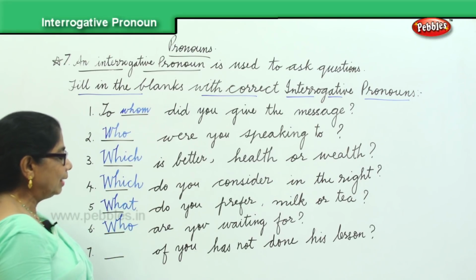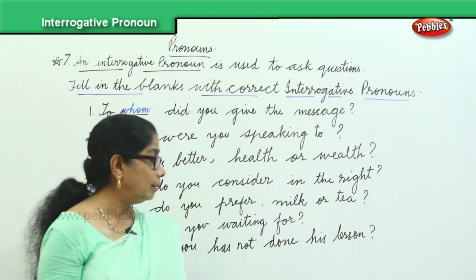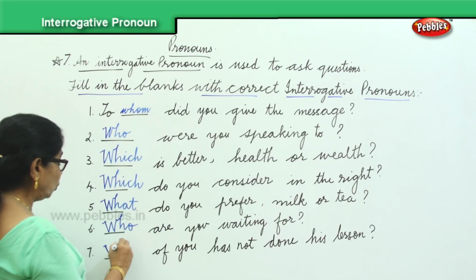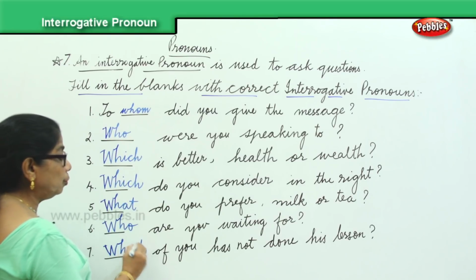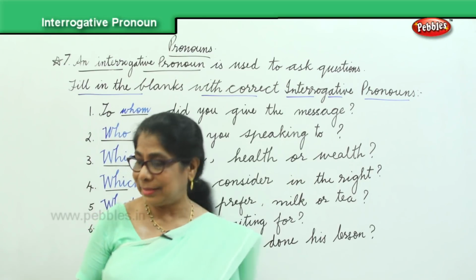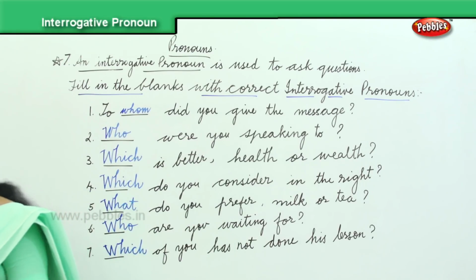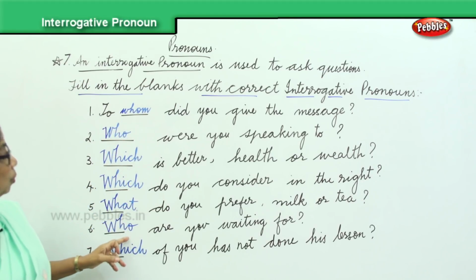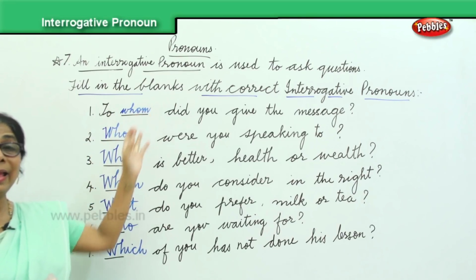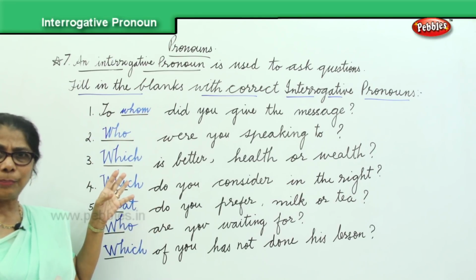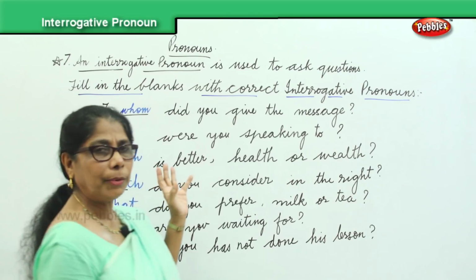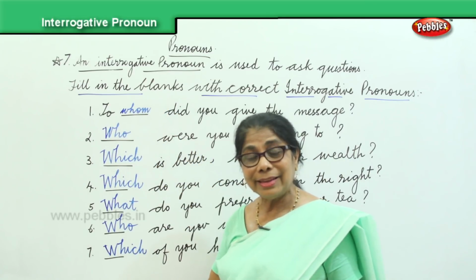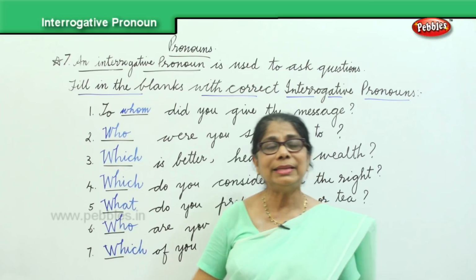And finally you have dash of you has not done his lesson. Which of you has not done his lesson? Now, whatever we have filled in, whom, who, which, what, who, all these are telling us this is interrogative pronoun. Identifying interrogative pronoun is very easy. We have filled in the correct interrogative pronoun in all these sentences.